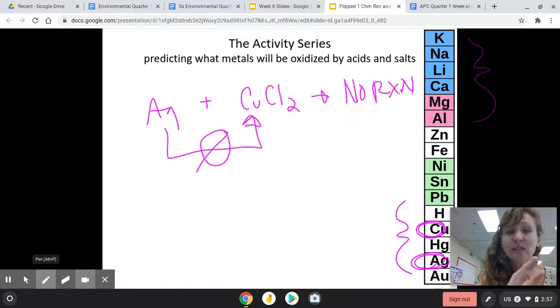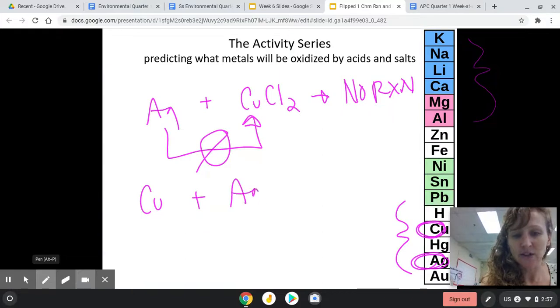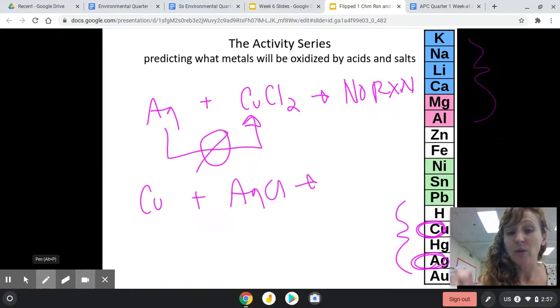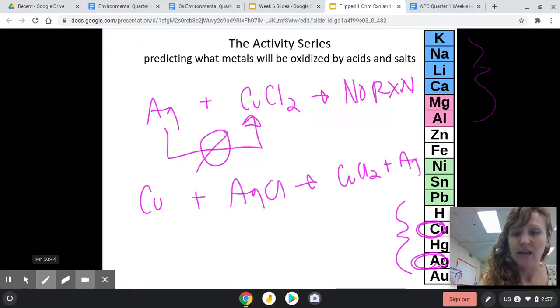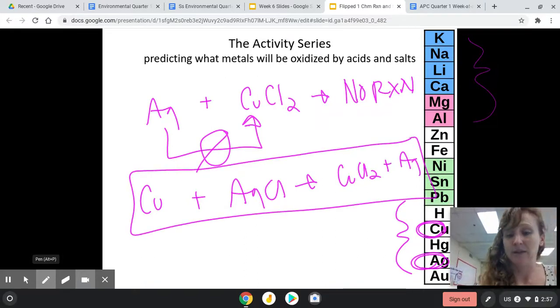Whereas if this was switched, if we had copper and silver chloride, then copper will actually replace silver. So you'll get copper chloride here and silver by itself. And this reaction will happen.